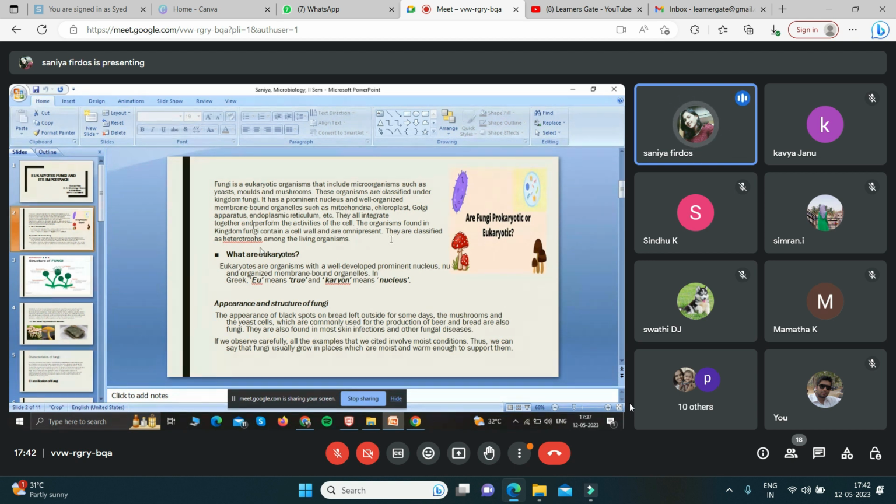The organisms found in the kingdom fungi contain a cell wall and are omnipresent. They are classified as heterotrophs among the living organisms. If we have to talk about what it means to be called eukaryotes, it's simply from a Greek word, where eu means true and karyon means nucleus. So basically, eukaryote means an organism or cell which has a true nucleus.